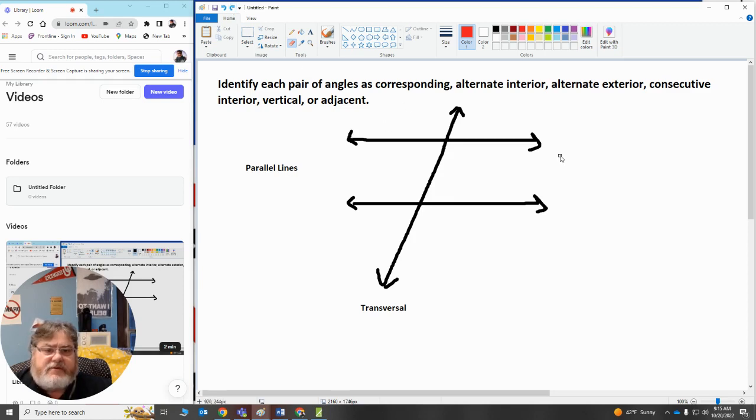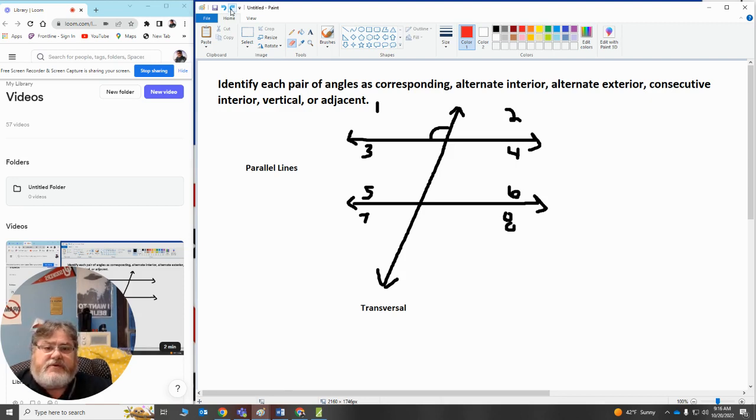If I read from left to right up to the top left, well, we can call that angle 1. And then to its immediate right, we can call it angle 2. Then we have angle 3, angle 4, angle 5, and angle 6. Angle 7, and finally angle 8.